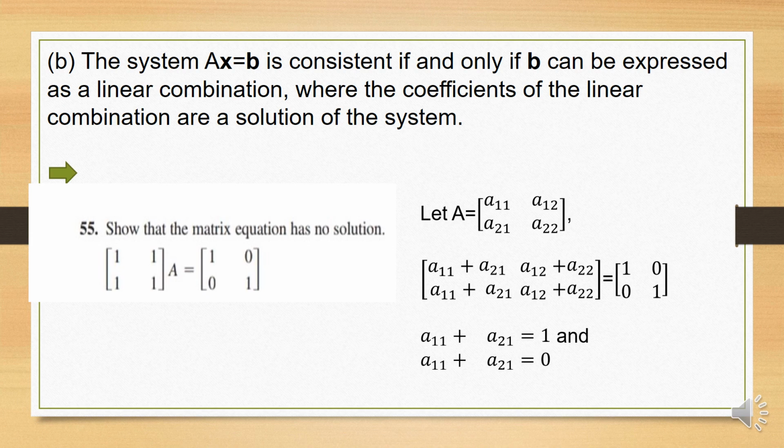So we conclude that the system AX equals B is consistent if and only if B can be expressed as a linear combination where the coefficients of the linear combination are a solution of this system. And it is true. And that's all.